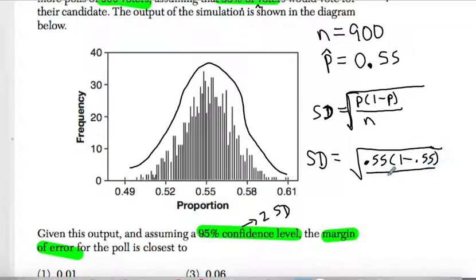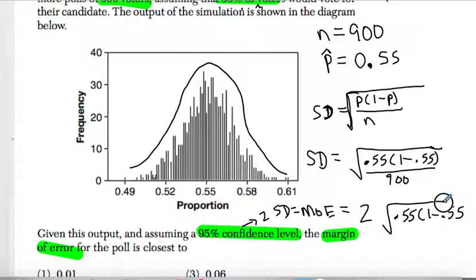all over 900. Now, when we're doing a 95% level of confidence, the margin of error has to be equal to 2 of those. So the margin of error, MOE, is 2 SD, 2 standard deviations, which is equal to 2 times whatever we get in here. If you simplify 1 minus 0.55, you'll get 0.45, but let's just say we don't even want to do that. In the calculator, all we have to do is find out what this value is. Don't round anything until the end, and the whole thing is being square rooted. Let's find out what that is, and that'll give us our margin of error.